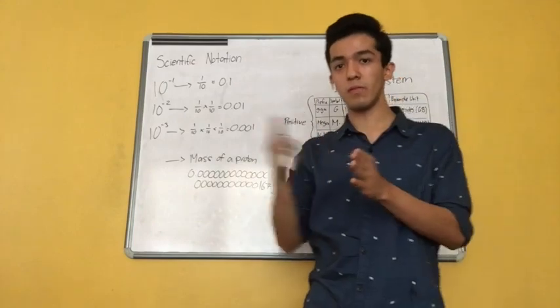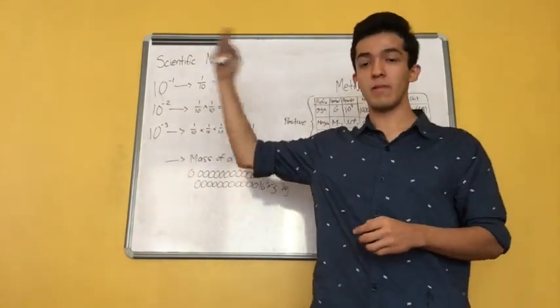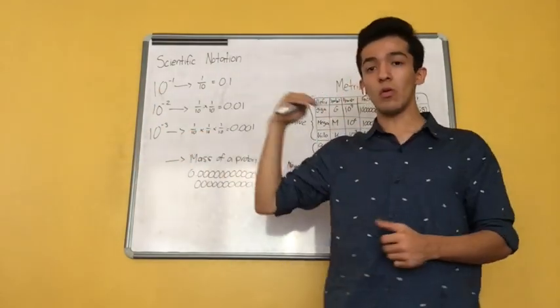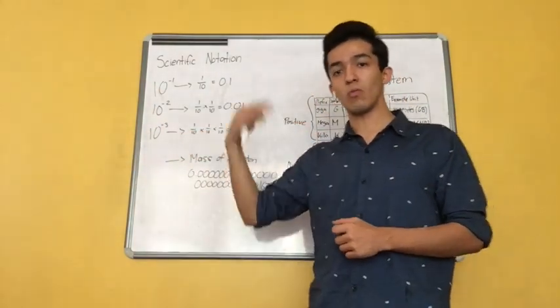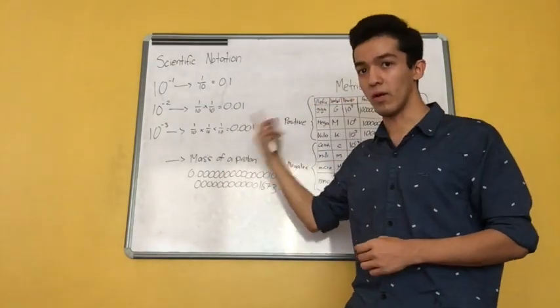So the number will be decreasing. The same happens with 10 to the minus 3. It is 1 over 10 times 1 over 10 times 1 over 10. This will give us 0.001.